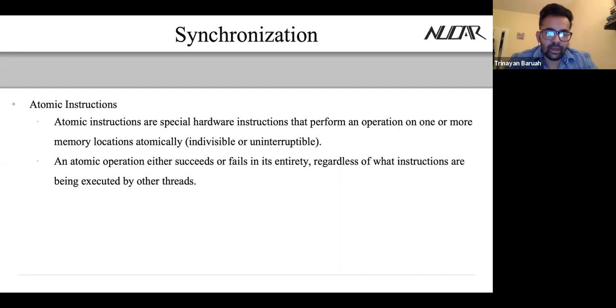So the basic idea of an atomic operation is that it's indivisible or uninterruptible. The basic definition of an atomic operation is that it either succeeds or fails, regardless of what instructions are executed by other threads. So the atomic instructions are what we are going to use if we want to update, say, a global counter, something like that.